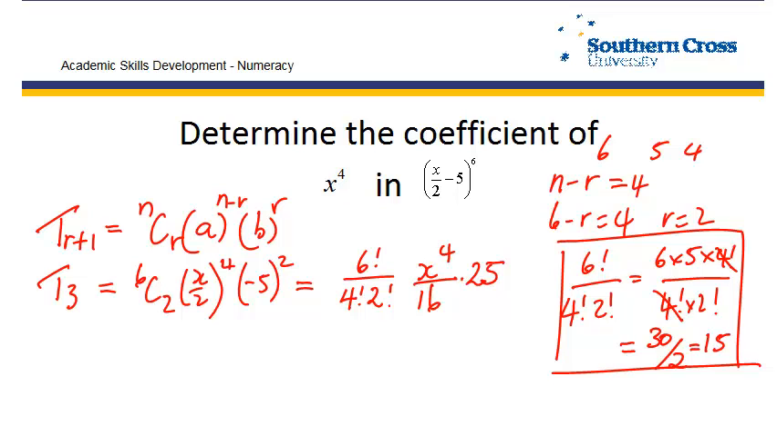So this is equal to 15 times 25 on 16, x to the 4, which is 375 on 16, x to the 4. And I guess we could reduce that down, but I think that's a convenient stopping point.